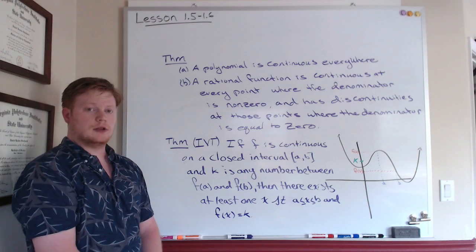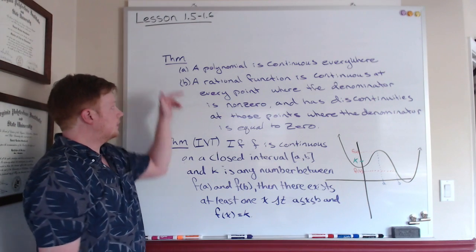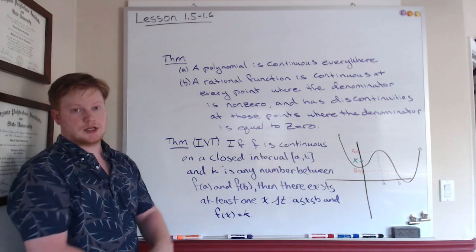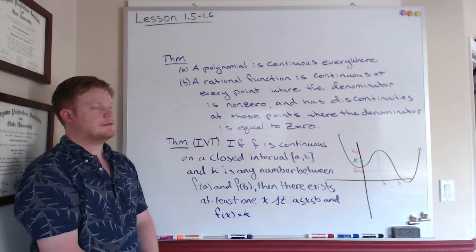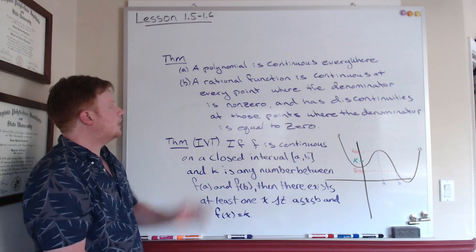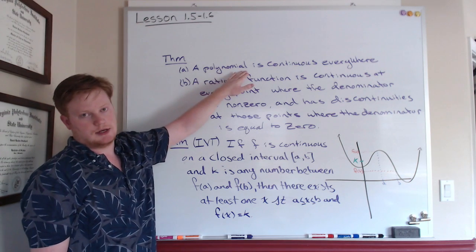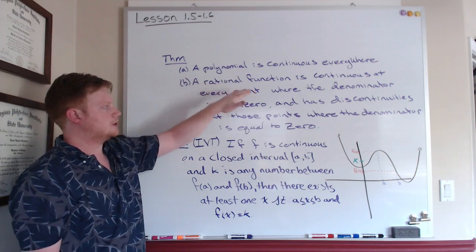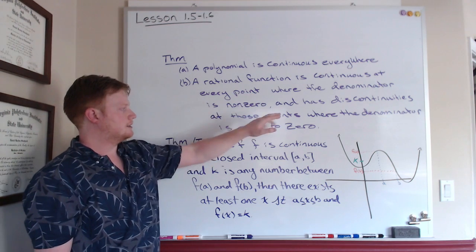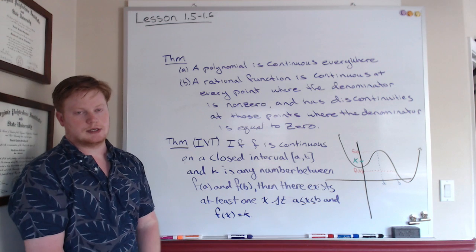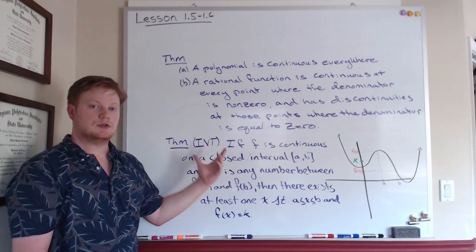So before we move on, I think it's important to note that there are two functions, polynomials and rational functions, that have sort of stated facts about their continuity. Every polynomial is continuous everywhere. And a rational function is continuous at every point where the denominator is non-zero. And it has discontinuities at the points where the denominator is equal to 0, as you just saw in the previous two examples.